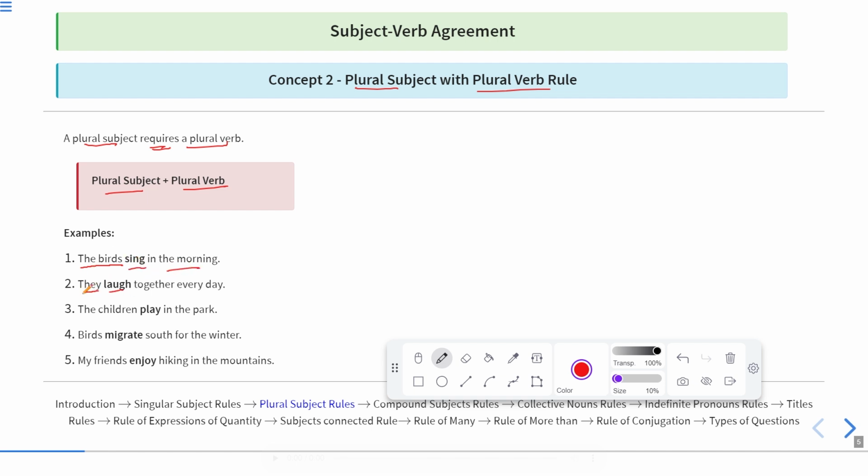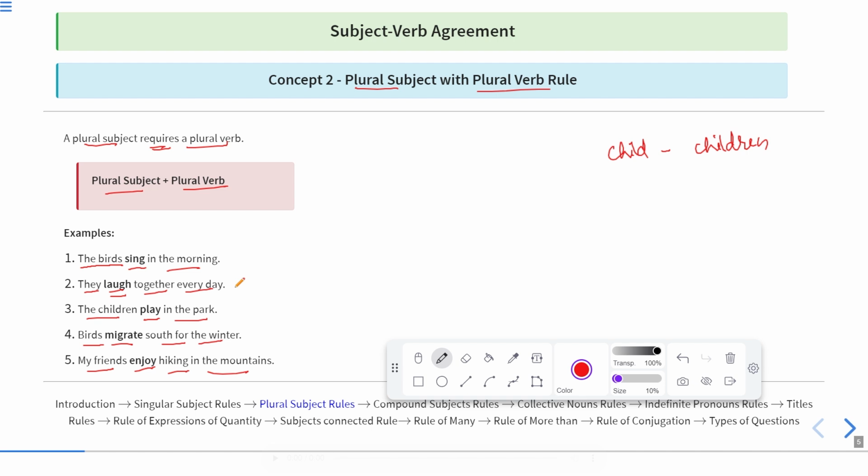They laugh. Now they is plural. Okay, they is a pronoun which is used for plural. So there is a third person plural pronoun. They laugh together every day. The children. Now child is singular, and the plural of child is children. Okay, so children is plural. So the children play in the park. Birds migrate south for the winter. My friends enjoy hiking in the mountains. So these are the plural verb with plural subjects.